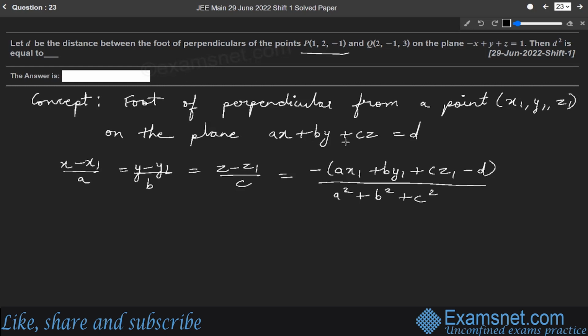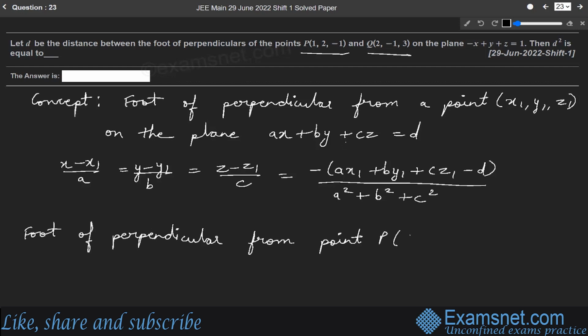In this question, two different points are given. So firstly, let us calculate the foot of the perpendiculars from both these points. Okay. So foot of perpendicular from point P. What is point P? It is 1, 2 and minus 1. So we know that foot of perpendicular from a point is considered as x1, y1 and z1. So let this be equal to x1, let this be equal to y1 and let this be equal to z1.